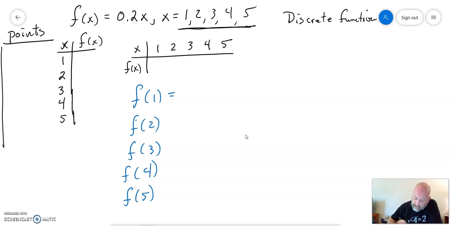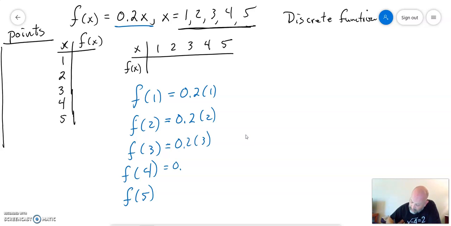And so we're just going to be plugging these things in one at a time. I already have a rule that tells me what to do with my input values. So now this is 0.2 times 1. This one is 0.2 times 2. This one's 0.2 times 3. 0.2 times 4. Oops.